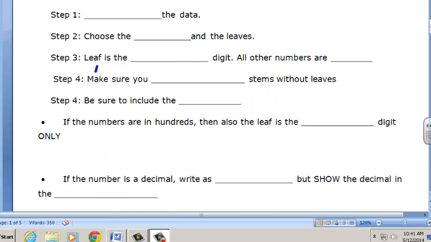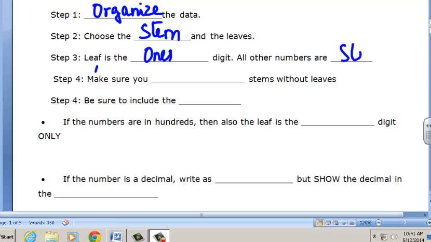Let's take a look at how to make a stem and leaf plot. Now your book says to organize the data. I feel there is no need, but if you think it makes your life easy, go ahead, organize the data. Then choose the stems and leaves. Leaf is the ones digit. All the other numbers are the stems, remember that. Make sure that you include the stems without the leaves, and be sure to include the key. These are the major steps.